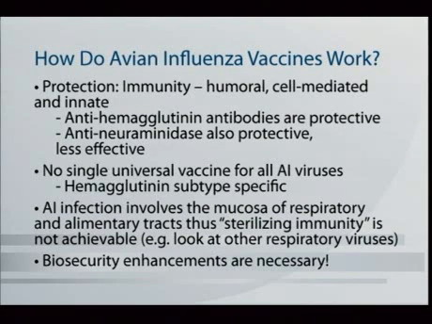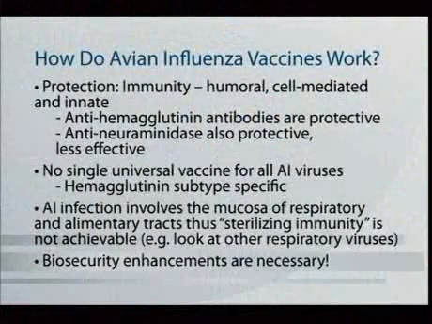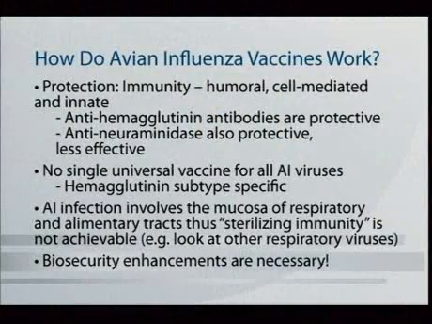Because avian influenza virus infections involve initiation of virus growth in the respiratory and the alimentary tracts, the concept of a sterilizing immunity is not really achievable in the field. Just for example, you can look at other respiratory viruses, not only in poultry but other animal species, and see that generally those vaccines reduce the virus growth, but they do not completely prevent virus replication, which emphasizes the need for biosecurity to prevent cross-contamination and movement of viruses. Therefore, biosecurity enhancements are necessary anytime you use vaccination as a control program.